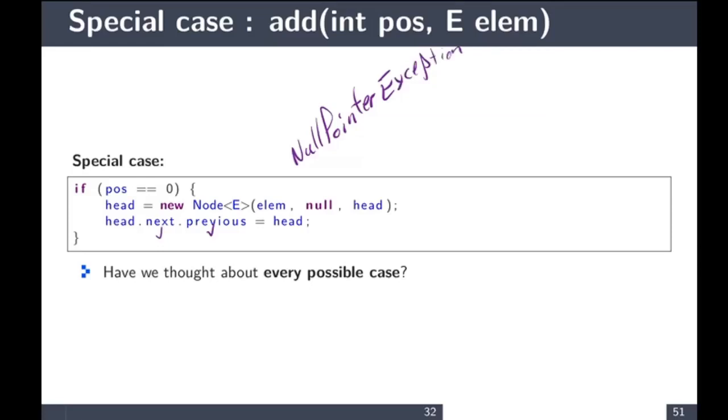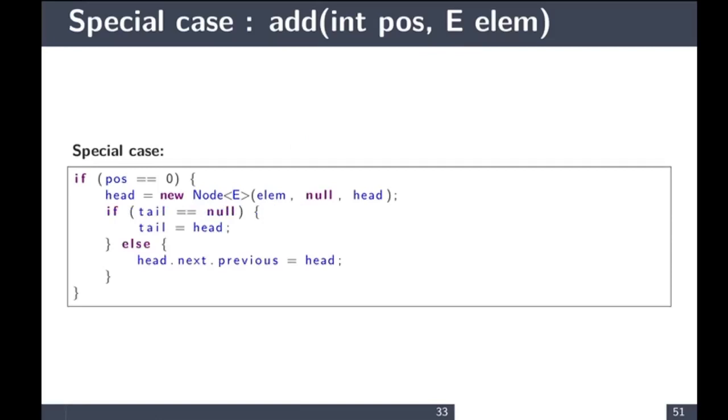Trying to access previous would generate a null pointer exception. So the special case has a special case. If tail is null, then the new node that was added is the only node. Head and tail are both pointing at it. Otherwise, there was at least one node, and the previous of that node will now be pointing where head is pointing.